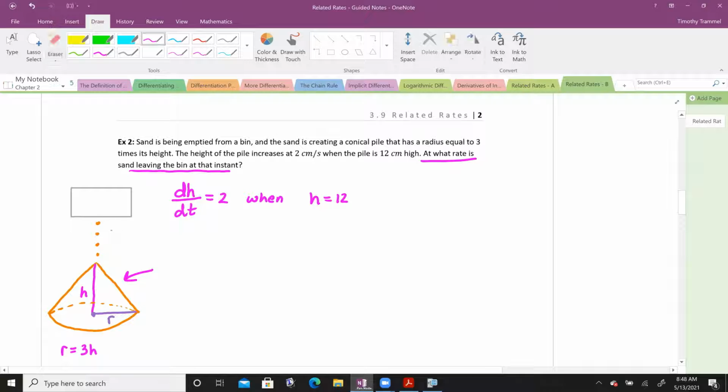The amount of stuff coming out of the bin should be exactly how much stuff is coming into this pile. So the idea that we'll actually be thinking of will be dV/dt. This is what we want to know. How fast is the volume of this pile changing? And we're told at that same instant, and that instant was when H was equal to 12. Any questions there?